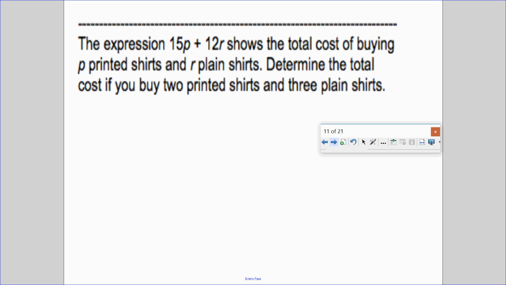And so there are some word problems here. The expression 15p plus 12r shows the total cost of buying P printed shirts and R plain shirts. Determine the total cost if you buy 2 printed shirts and 3 plain shirts. So we're going to replace the printed with 2 and the plain with 3.